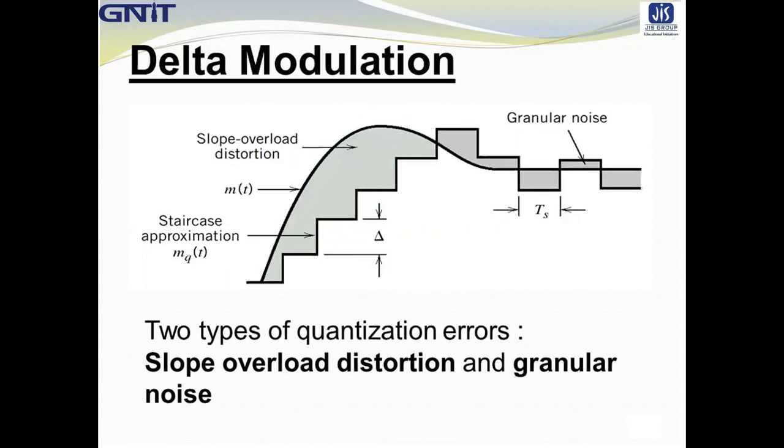And what is granular noise? It is just the reverse of slope overload. When the step size becomes too large as compared to the small variation of the input signal, then the error between the original signal and the staircase approximated signal is called granular noise.